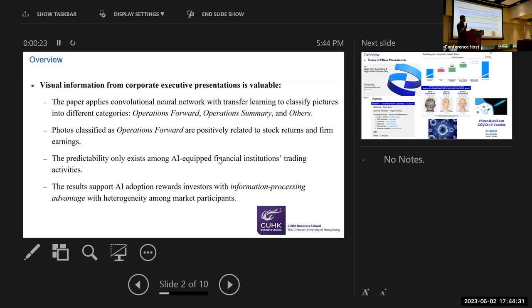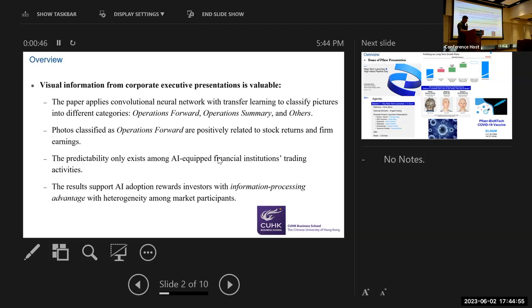In a nutshell, the authors find that corporate executive presentations contain useful information for future firm fundamentals and also stock returns. The authors apply a similar approach to train an AI algorithm to classify pictures into different categories: operations forward, operations summary, and others.